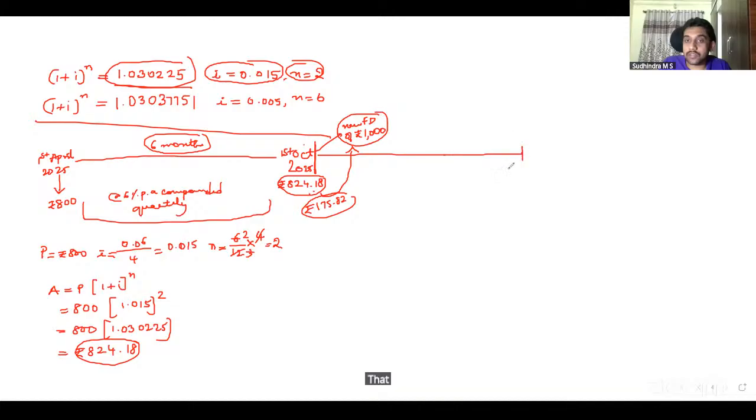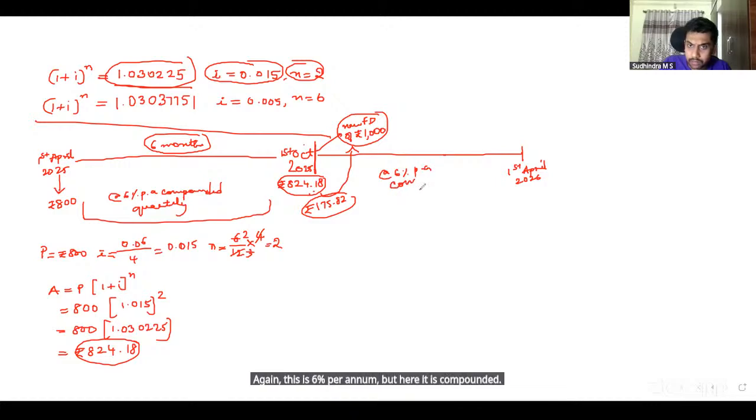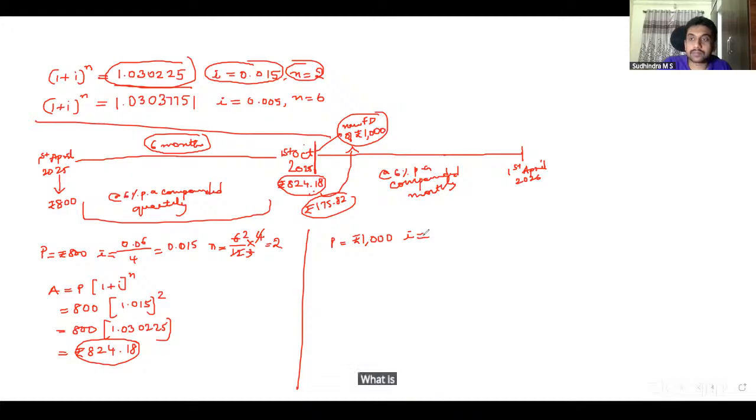That FD is also a 6-month FD, so it will close on 1st of April 2026. Here again it is 6% per annum, but compounded monthly. So if that is the case, what is the amount that it would be? Principal is 1000. What is I here? 6 by 12. 0.06 divided by 12, we get 0.005.